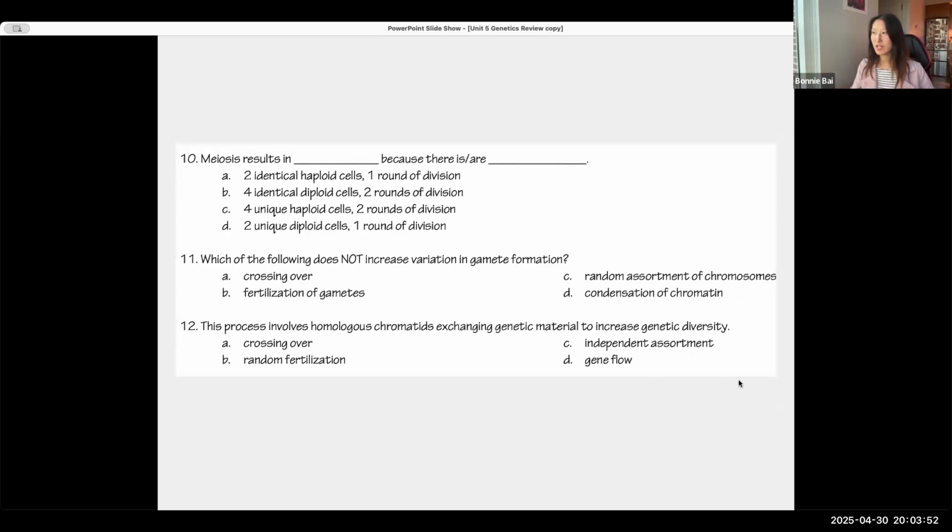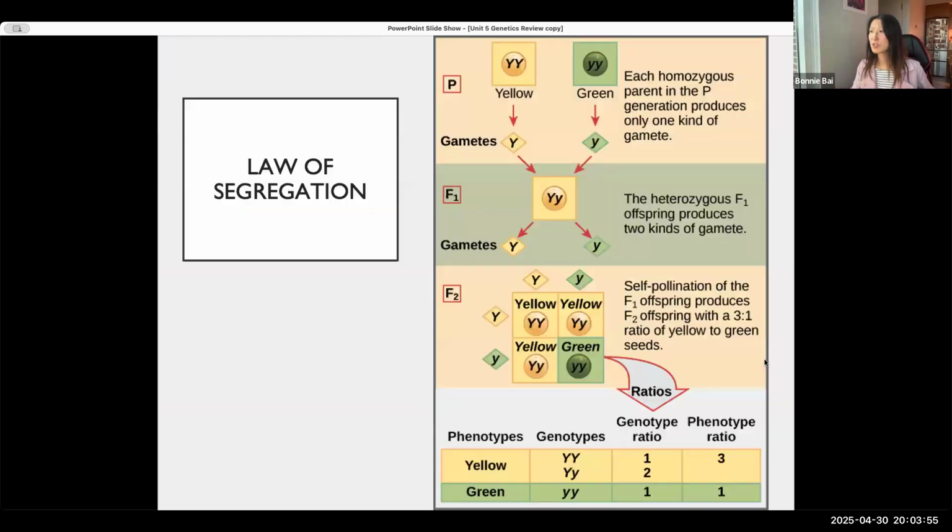Okay, these questions we already talked about in class, so we're going to move on from there. Mendel's law of segregation, once again, is just the chromosomes separating from each other during meiosis. The homologous chromosomes separate from each other, ending up in four different gametes. Even with just one pair of chromosomes, one trait, yellow versus green, there is the law of segregation. You only end up with either big Y or little y in the gamete. For the next generation, you will still have four gametes, but some gametes will have big Y and the others will have little y.